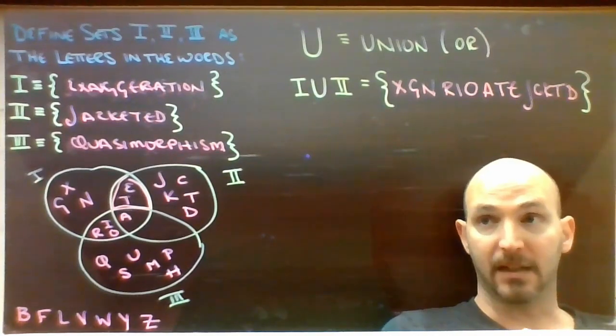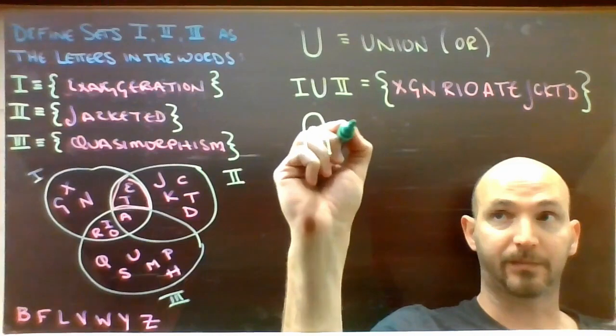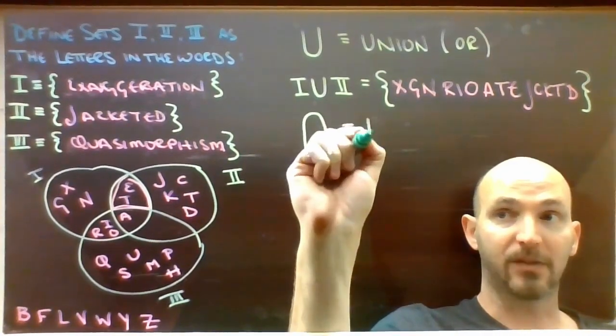The second symbol we need to work with is this one, the upside down U, and that is an intersection.